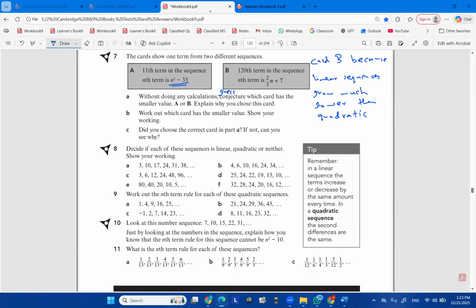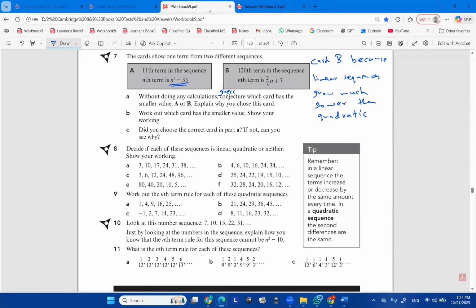I might be wrong at the end about which is bigger or smaller, whatever. I just need to give a reasonable explanation. My explanation depends on a fact, actually. What is the fact? That quadratic sequences grow faster, or get bigger faster, than linear sequences. Let's see right now in question B, work out which card has the smaller value. Work it out. Now it's not a conjecture, it's not a guess anymore. It is the actual answer.